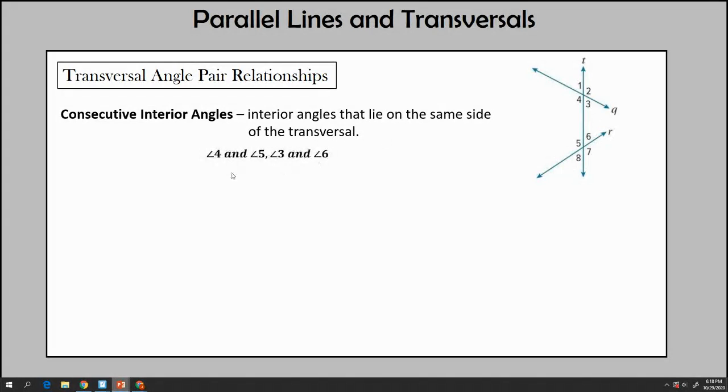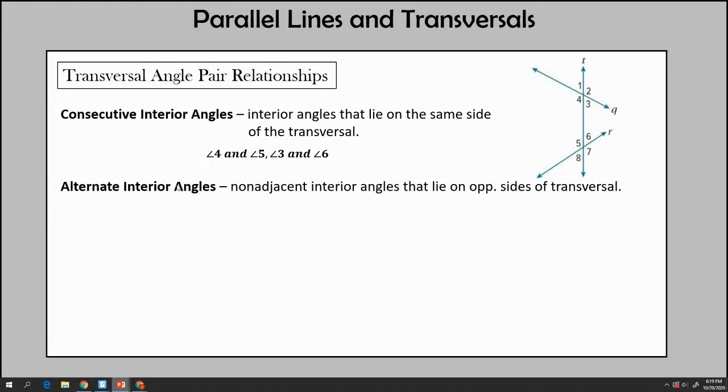So consecutive would be 3 and 6, and 4 and 5. Those are consecutive interiors. And there's a reason we talk about these, but right now we just need to be able to pick them out. So 3 and 6 are consecutive because they're on the interior and they're on the same side of the transversal. 4 and 5 for the same reason.